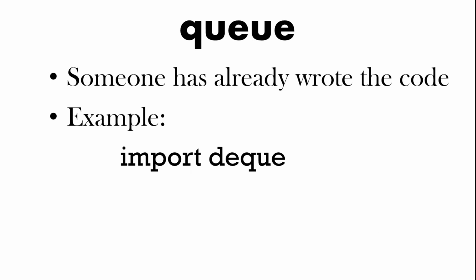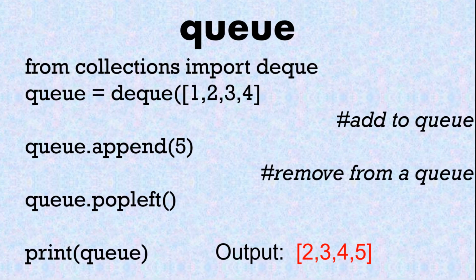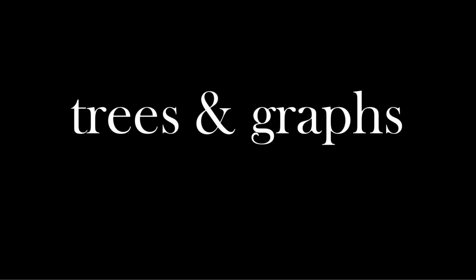So as always, someone's already written the code before. So for example, there's code using deque, so you can import deque. So just for example, from collections import deque, we have a queue, and then we can add items using append, and then we can remove items from the front using popleft. So there are other ways of implementing queues. Here's just one.